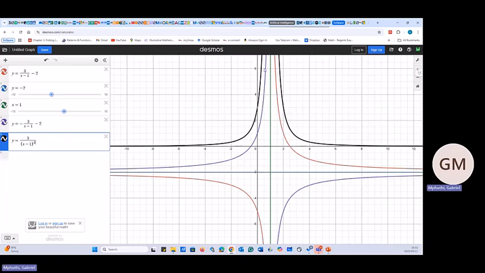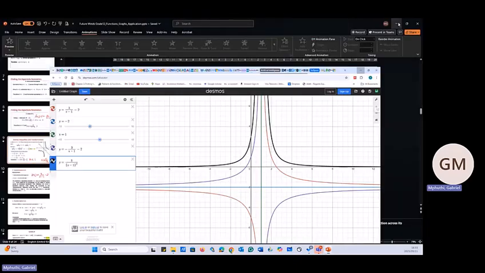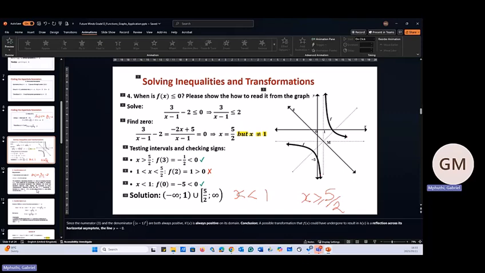Now look at that, the black one is the h prime of x. So you can see it is always above the x-axis. So the derivative function is always positive in the domain of x. Okay, that was an aside which I wanted to demonstrate quickly.